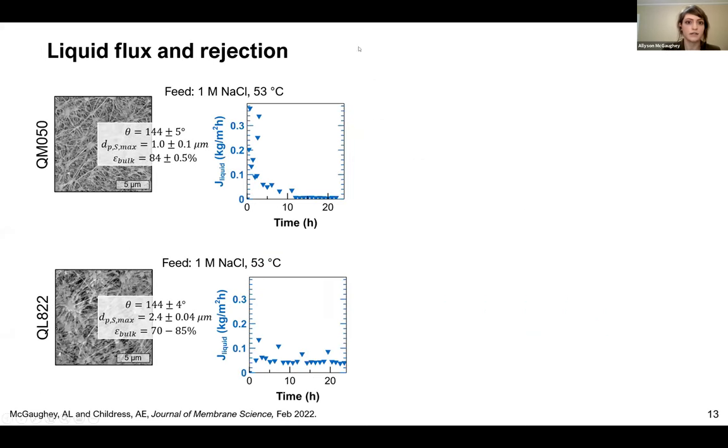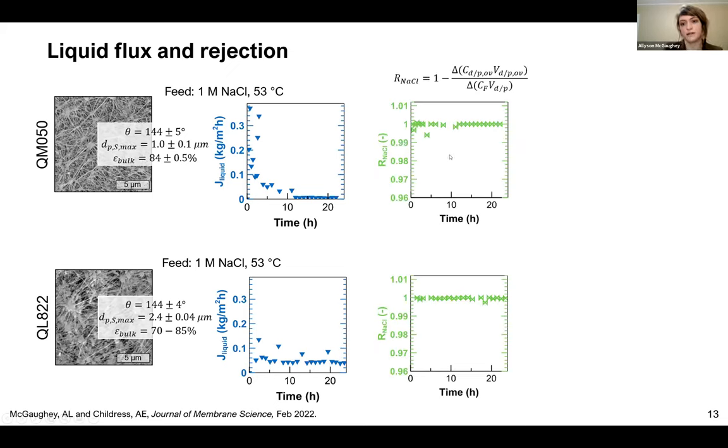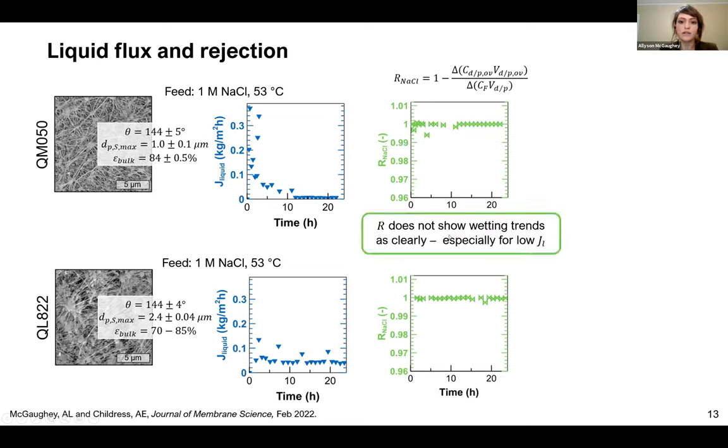And before I get on to the next portion of the talk, I want to first look at liquid flux in comparison to rejection, which has been commonly used. So here at the top, I have the QM050 membrane that did not wet, but we did observe solute mixing effects. And below, the QL822 membrane, which wetted under constant wetting mode. So in both cases, rejection is actually relatively constant. So rejection does not show these wetting trends as clearly, and that's especially true for these cases where liquid flux is very low, for identification of wetting early on and for initial identification of low wetting rates.